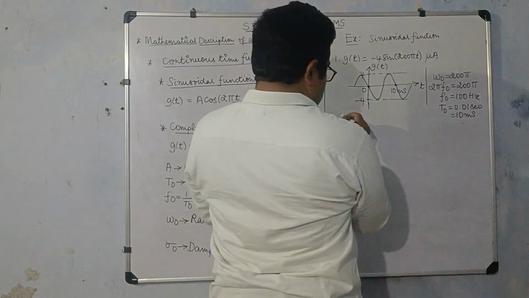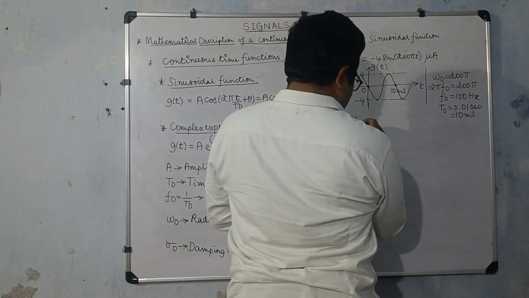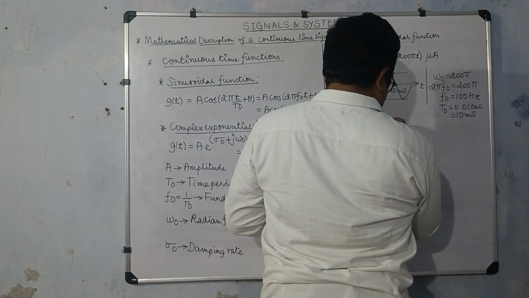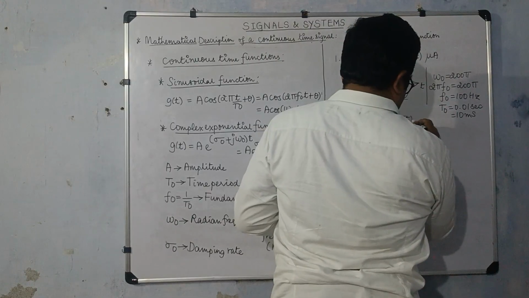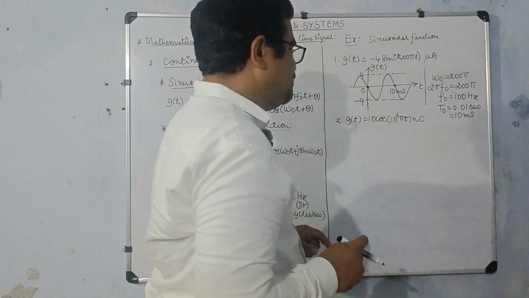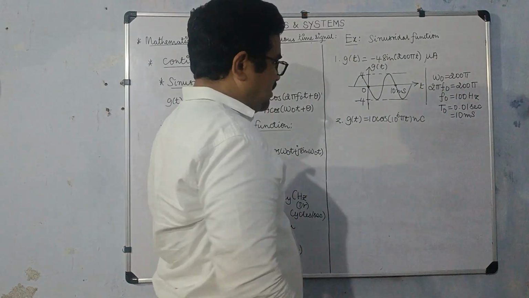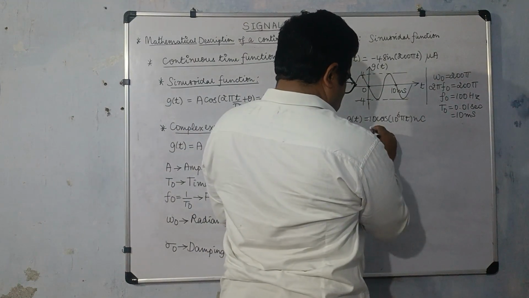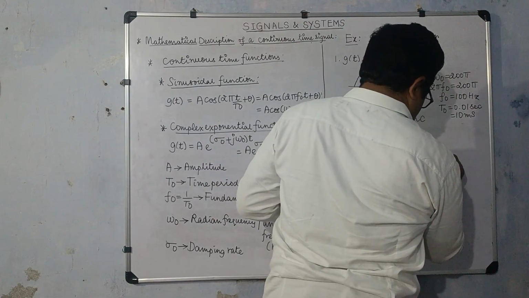Let us try to draw another sinusoidal function. Let us say g of t is equal to 10 cos 10 power 6 pi t nanocoulombs. Coulombs is the unit for charge, so how the charge is changing with respect to time. The unit is nanocoulombs. Now let us try to draw this. This is my time axis.